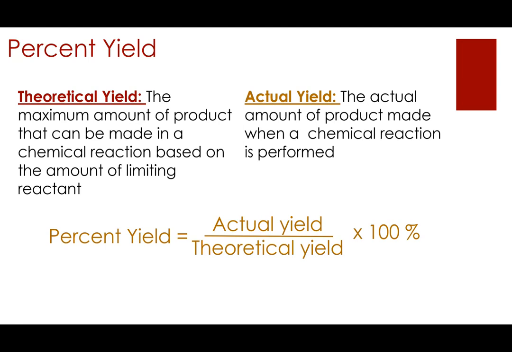So actual yield is when I go into the laboratory, I perform the experiment, and I see what actually came out the other side. For you, actual yield will either be given in the problem, or if you're working on your lab, it's going to be something that you determine when you do your lab. But for us virtually, most of the time, actual yield is just going to be given.